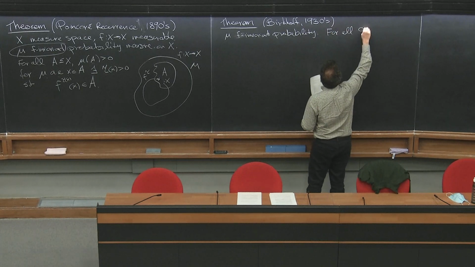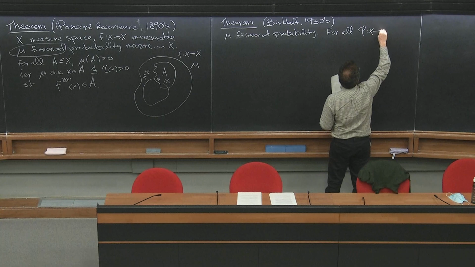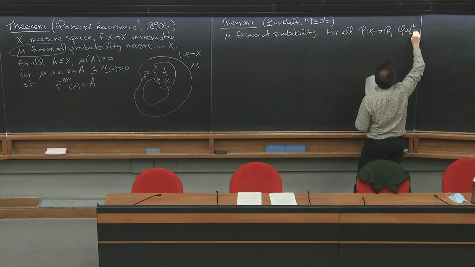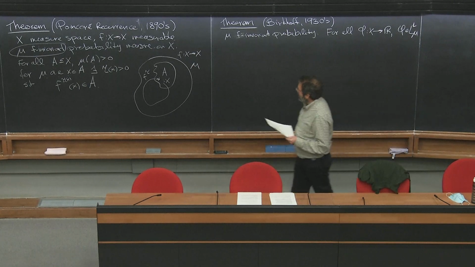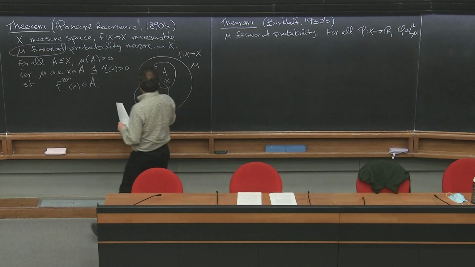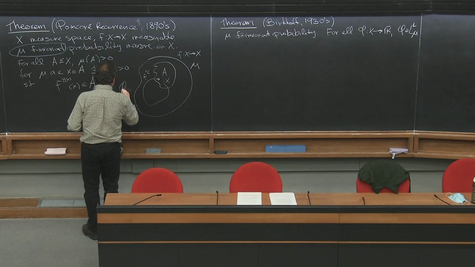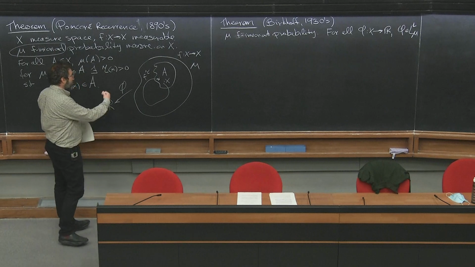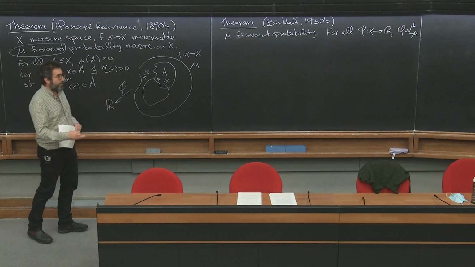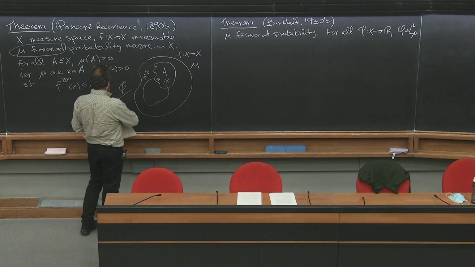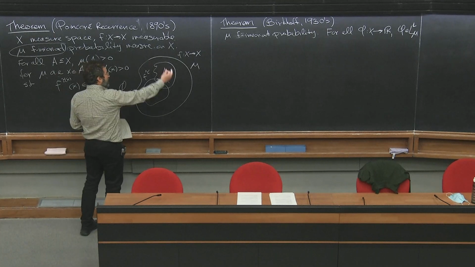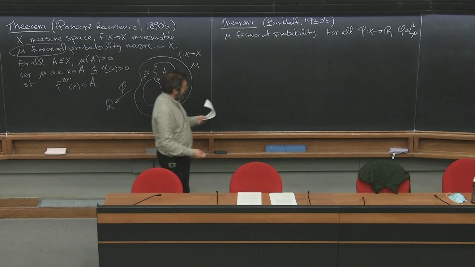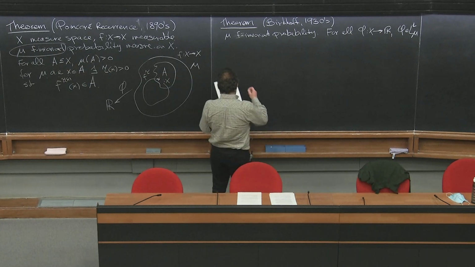For all phi: X to R integrable, phi in L1 of mu. We're looking at this map. Sometimes functions like this are called observables because they give you a measurement at every point in the space. They define some number associated to every point in the space.